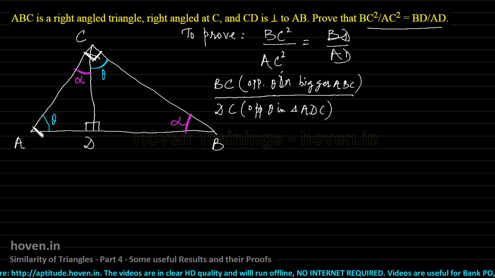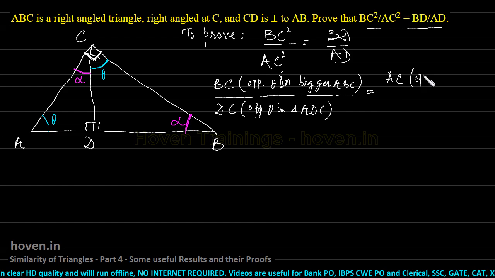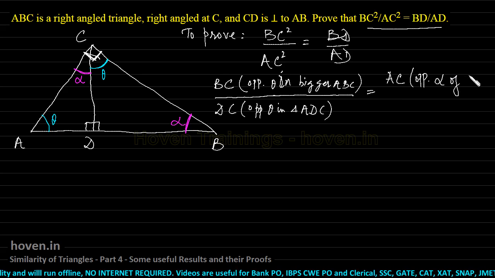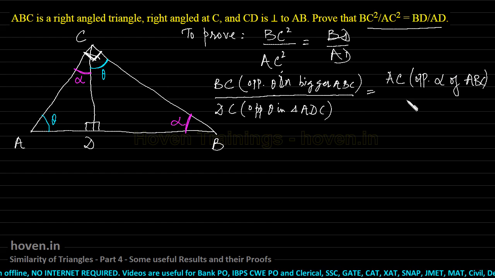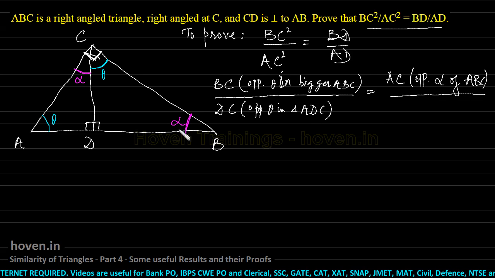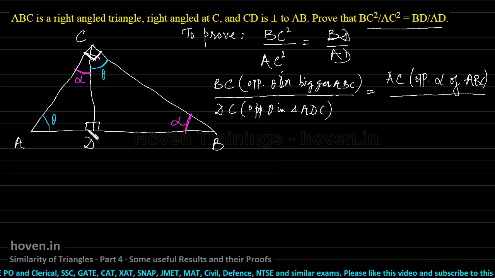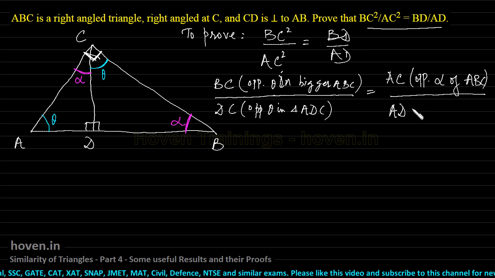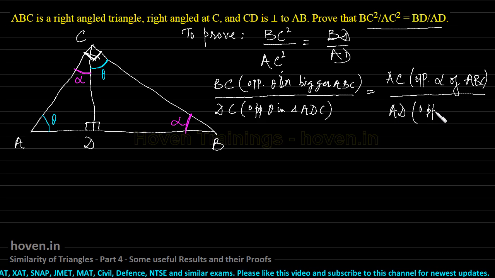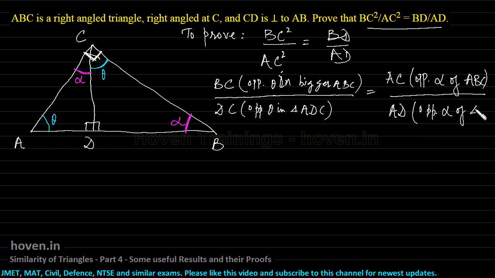Similarly, let me take side AC of the outer triangle, which is opposite to alpha. This should be equal to AC opposite alpha of ABC, divided by, now in this triangle we are working, opposite to this alpha is AD, so I will write it as AD, opposite to alpha of ADC.